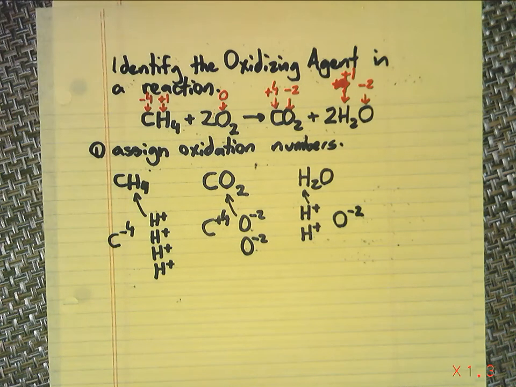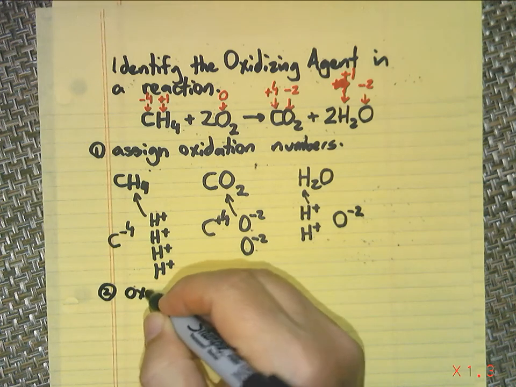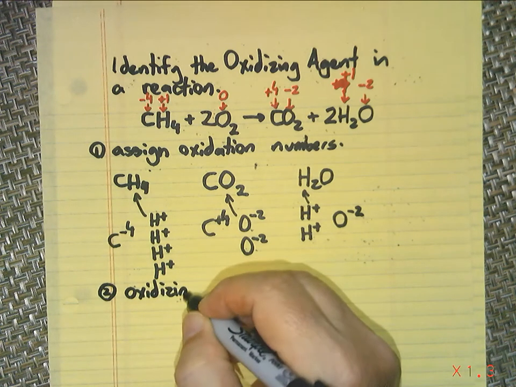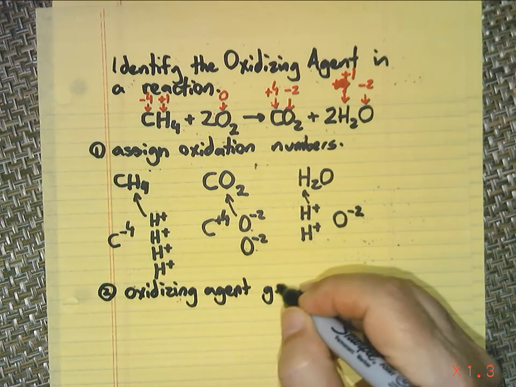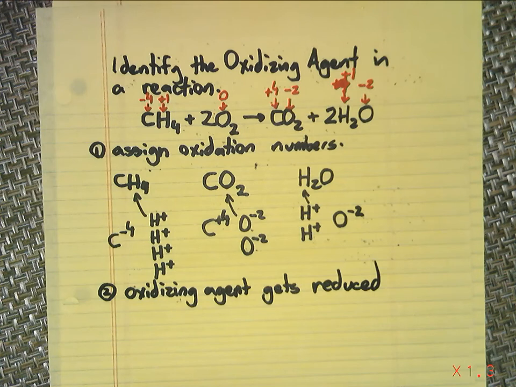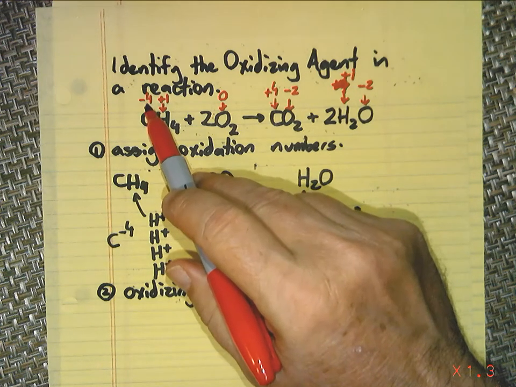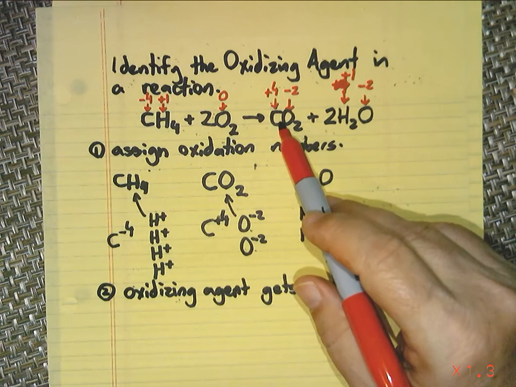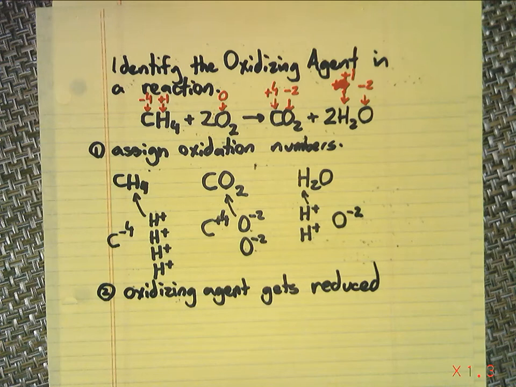Now, to find the oxidizing agent, I have to remember the definition of oxidizing agent. The oxidizing agent is the thing that causes oxidation. But the oxidizing agent itself gets reduced. So I can look at my oxidation numbers and look for where the reduction is. Where does the oxidation number go down? Okay, if I look at the carbon here, it starts at a -4, and on the other side it goes up to a +4. So we went up. The carbon got oxidized.